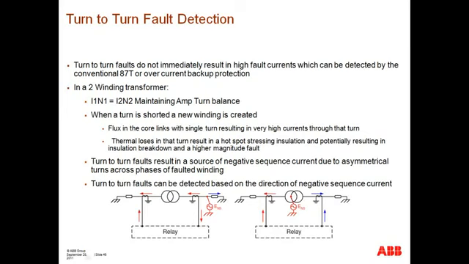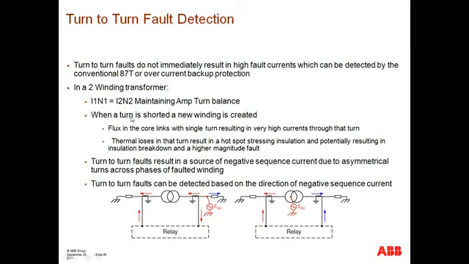Now, why do we care about turn-to-turn faults, since they don't really result in high magnitudes of fault current? The reason they are very important is that even though at the beginning they do not create much damage, they usually evolve, and rather quickly. If you look at the ampere-turn relationship on a two-winding transformer, winding 1 currents times turns ratio equals winding 2 currents times turns ratio.